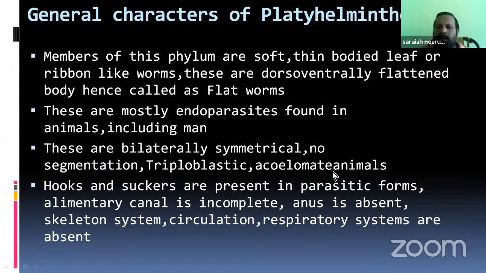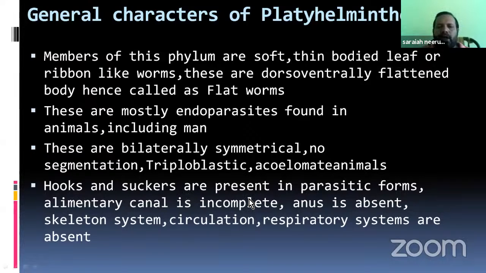Acoelomate animals. First of all, there are acoelomates, pseudocoelomates, and eucoelomates. Platyhelminths are acoelomate animals. Coelom means a body cavity lined by mesoderm. Acoelomate means no body cavity is present lined by mesoderm epithelium. So platyhelminths are acoelomate animals.